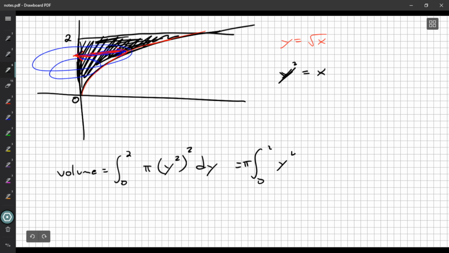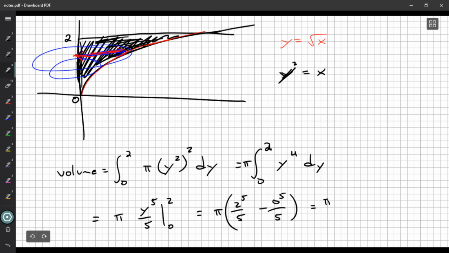Y squared squared is going to be y to the 4. And from here, the fact that we've got a y doesn't even matter. We know how to integrate. Okay, so we'll do y to the 5 over 5, evaluate that from 0 to 2. So 2 to the 5 over 5 minus 0 to the 5 over 5. That's going to be pi. The 0, everything's going to go away there. So we'll have 32 is 2 to the power 5. So 32 fifths pi. And that's our final answer.